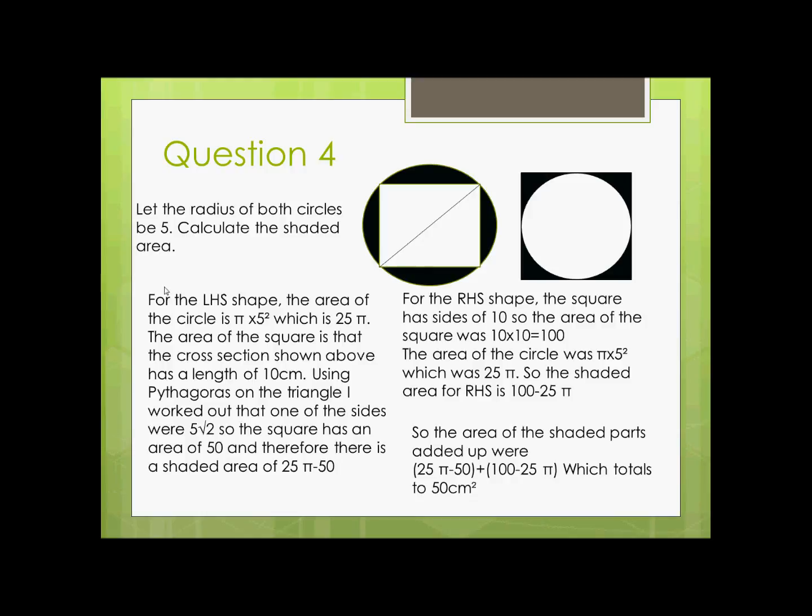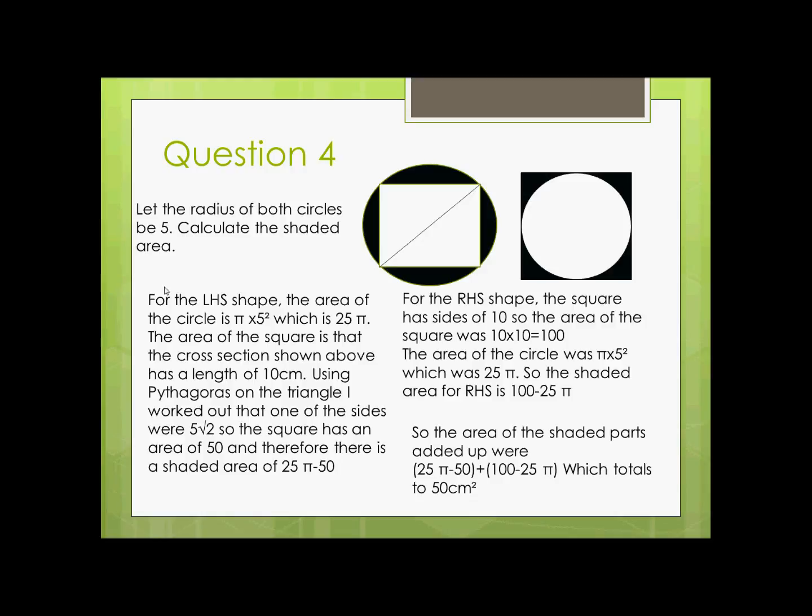For the shape on the left, the area of the circle was pi r squared, which was pi times 5 squared, which gave a total of 25 pi. For the area of the square, the cross section shown above has a length of 10 centimeters, and by using Pythagoras on the triangle I worked out that one of these sides was 5 root 2, which gave the square an area of 50, and therefore a shaded area of 25 pi minus 50.